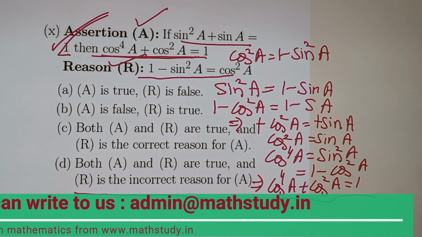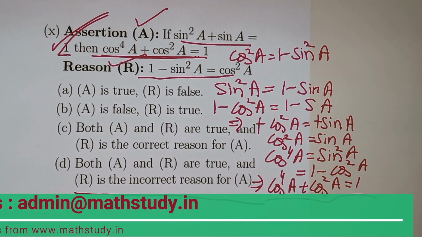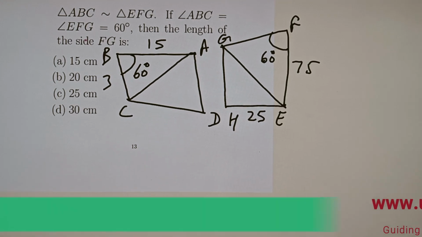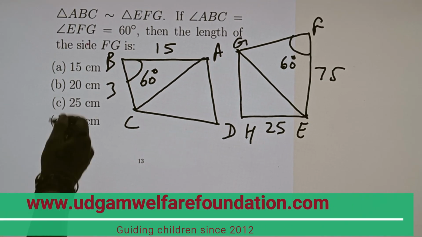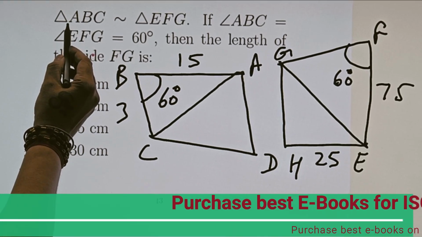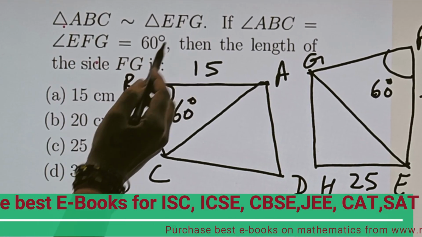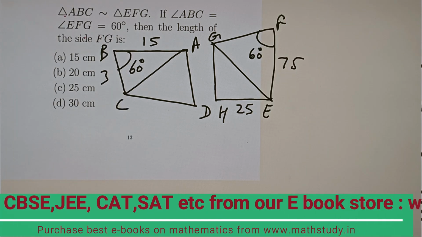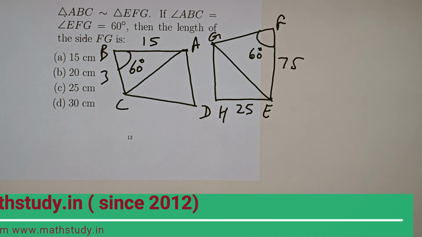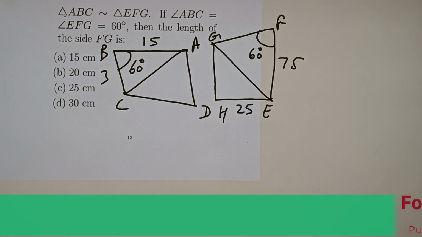So I think part 10 is also clear. Now let's move towards part 11 of question number 1. Interesting one. Here you have to apply the property of similarity. It is given that triangle ABC is similar to EFG. So first we need to write the similar triangle property on sides itself.